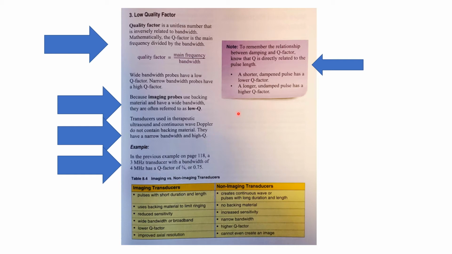And so you want to remember the relationship between damping and Q factor, knowing that the Q is directly related to the pulse length. So a shorter damped pulse has a lower Q factor. A longer undamped pulse has a higher Q factor. And as just a numerical calculation, a 3 megahertz transducer with a bandwidth of 4 megahertz has a Q factor of 3 over 4, or 0.75.